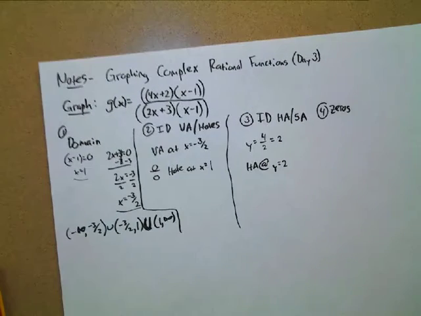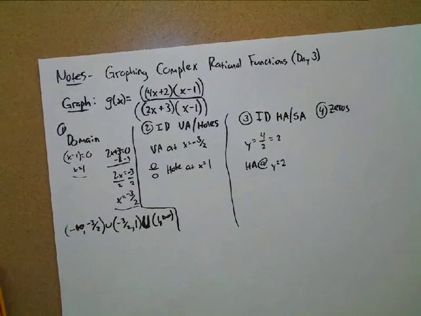If there's a horizontal asymptote, is it possible to have a slant asymptote? No. They are mutually exclusive.